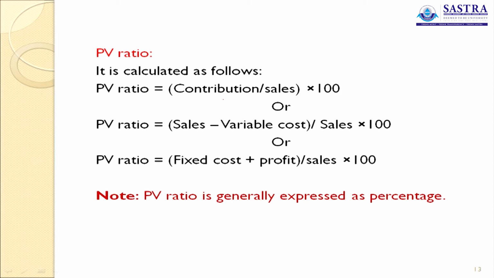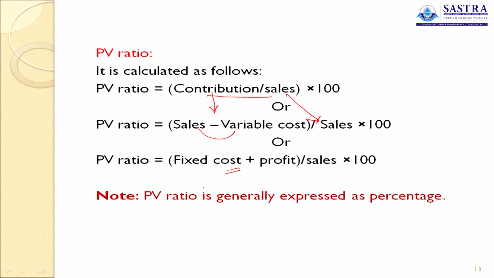So, PV ratio equals contribution divided by sales into 100. One more formula is sales minus variable cost divided by sales into 100. The sales minus variable cost is contribution, divided by sales, into 100. Here we will take sales and variable cost. The difference between sales and variable cost is contribution, that's all. Then fixed cost plus profit divided by sales, because fixed cost plus profit is called contribution. It's a reverse way to calculate contribution.